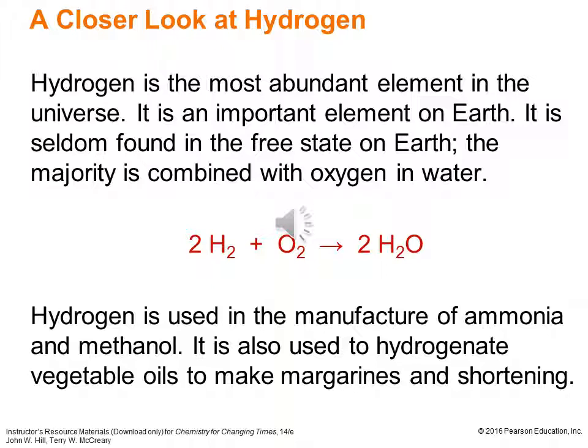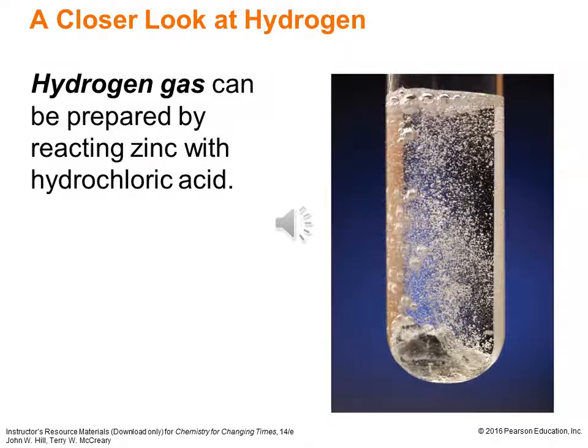Hydrogen can also be used to make ammonia and methanol, and to hydrogenate vegetable oils, as I said, to make margarines and shortening. So hydrogen does a lot of great chemistry once we can get the molecular hydrogen. And chemists have to typically look at water as the starting material to release hydrogen for these other applications. Another way you can make hydrogen gas is by reacting zinc with hydrochloric acid or other strong acids. So that's a nice way to displace the hydrogen from the acid, and you're left with zinc chloride in that example.